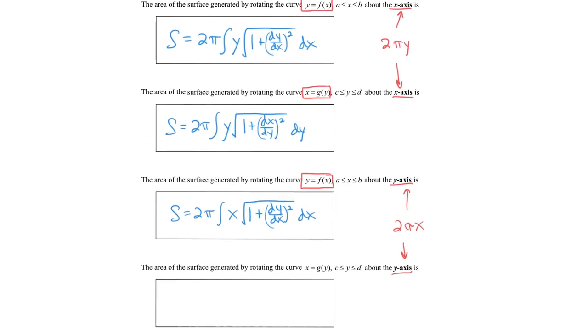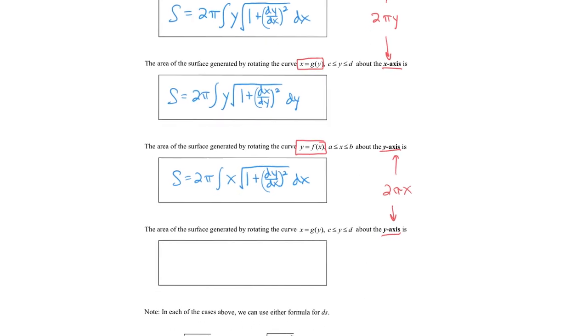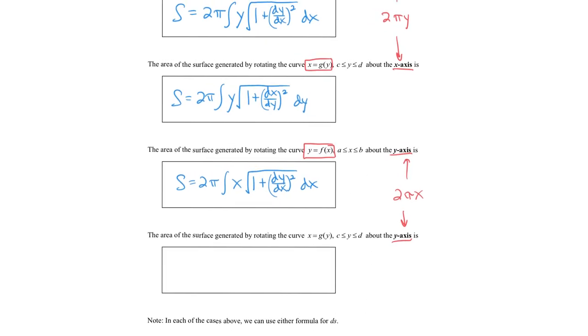Okay, and I'm going to move this up a little just to make sure that the bottom will show up on the video. So this one is also 2 pi x, so we're going to go s equals 2 pi x. But now we've got the curve x as a function of y. So I'm going to use the other version of ds here and go 1 plus dx dy squared, dy.